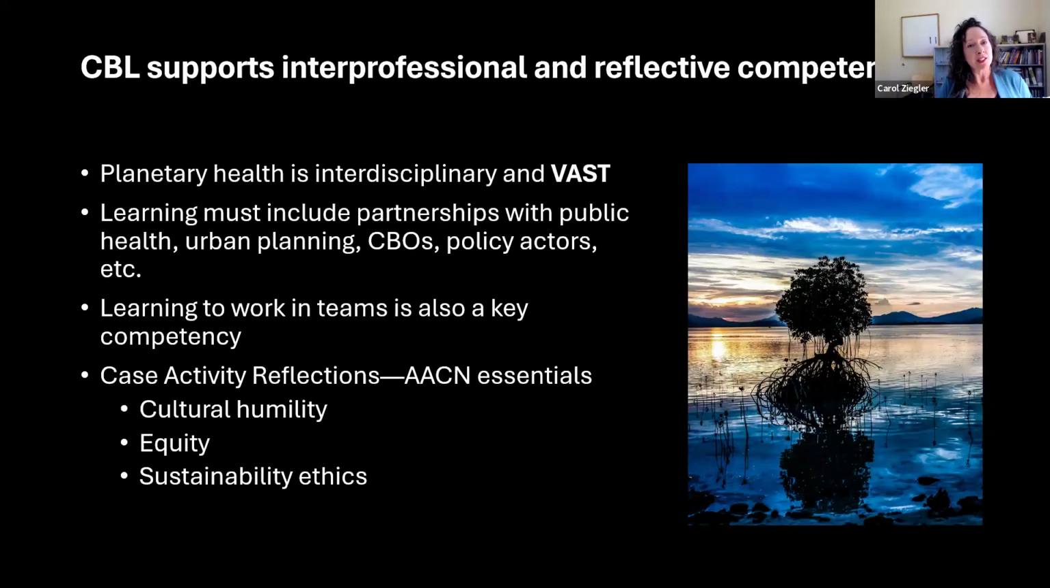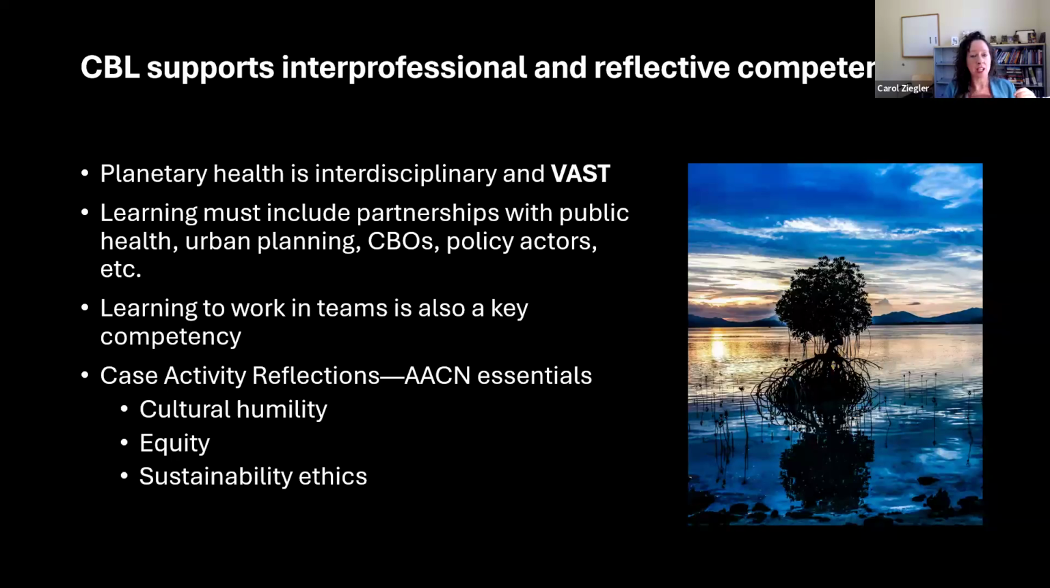So the case-based learning also really supports interprofessional and reflective competencies within those AACN scaffolds. And so planetary health, interdisciplinary isn't a broad enough word. It is all the disciplines, right? And it is vast. And so sometimes it's too complex really to find ways to integrate it. It never falls within just our discipline or anyone's discipline. The learning has to include partnerships with public health, urban planning, community-based organizations, policy actors, engineers, et cetera.